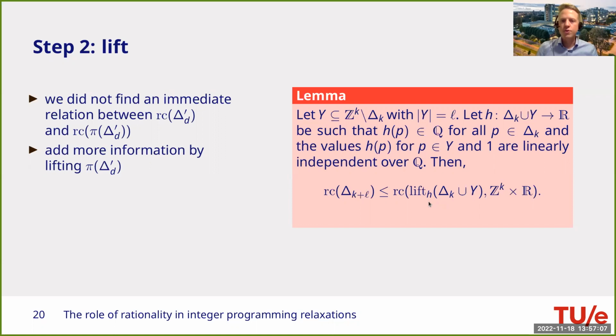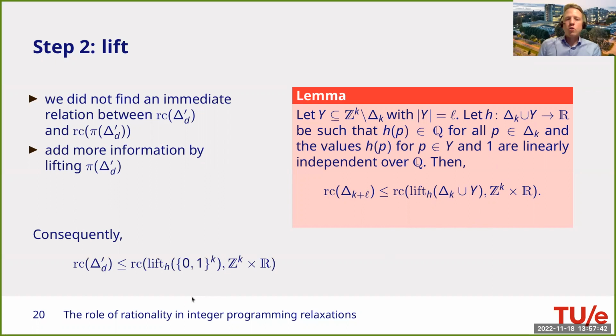And of course, the choice of the height function h is not arbitrary. We need some structural properties. And the properties that we need is that we assign all of the points from the simplex, delta k, a rational value. And the remaining height values need to be irrational numbers that are linearly independent over Q and that are in particular linearly independent with 1. And by imposing this property, we can then show that this inequality holds.